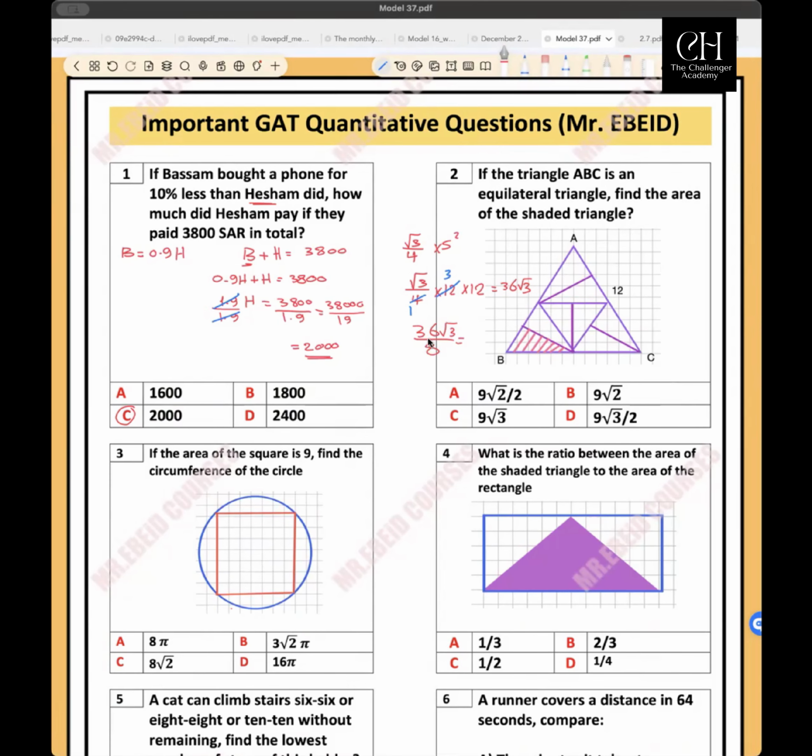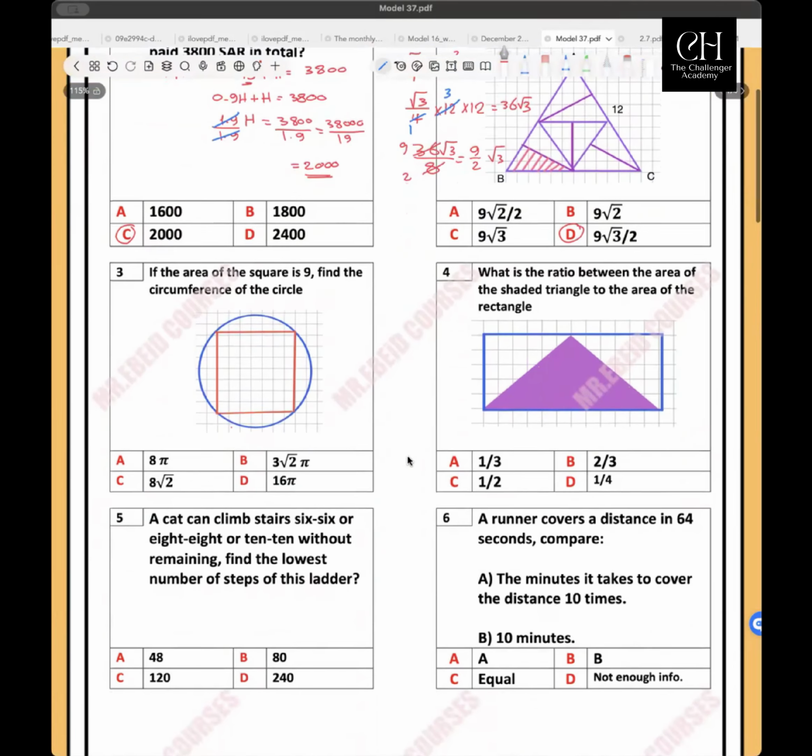36 divided by 8, I think both numbers are divisible by 4. Divided 4 equals 9, divided 4 equals 2, so it will be 9 over 2 root 3. So the answer is 9 root 3 over 2. This is the answer. The answer is B. Let's move to question 3.